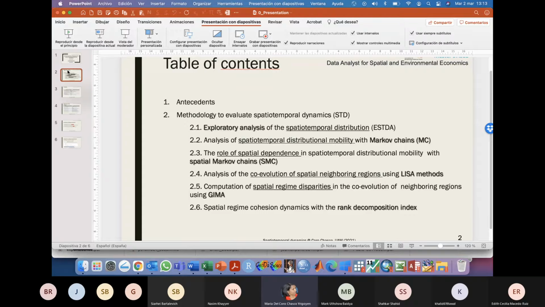In the fourth step, the LISA methods are used to analyze the co-evolution of spatial neighboring regions. We will analyze if spatial neighboring regions are evolving at the same pace or if they evolve differently. The fifth step tackles the problem of spatial regime disparities in the co-evolution of neighboring regions. We will use the GIMA statistic. And the sixth and final step analyzes the spatial regime cohesion dynamics with the rank decomposition index.